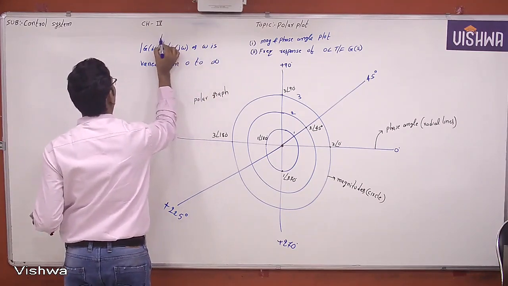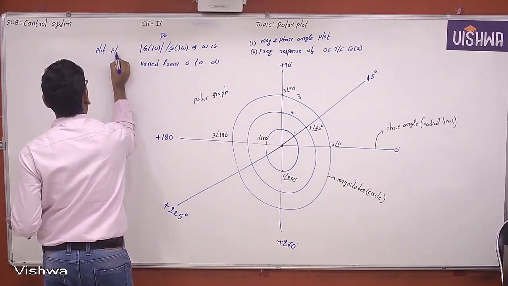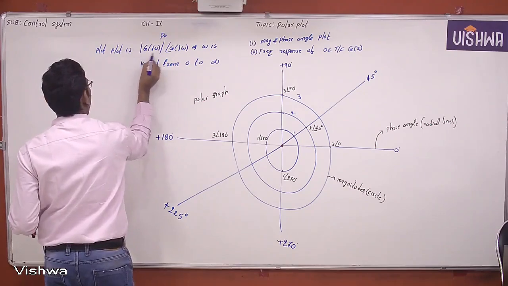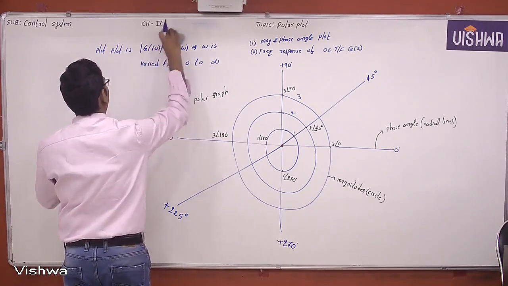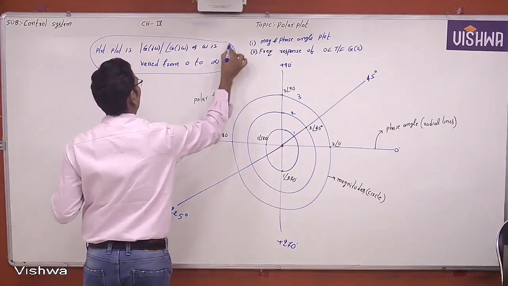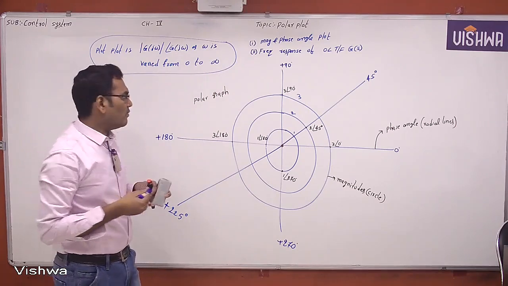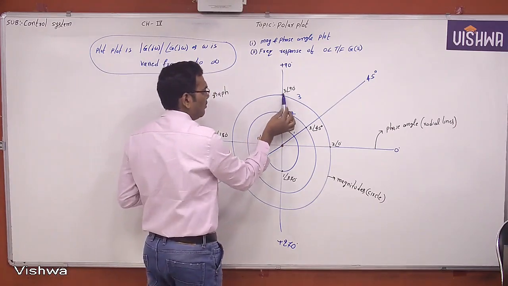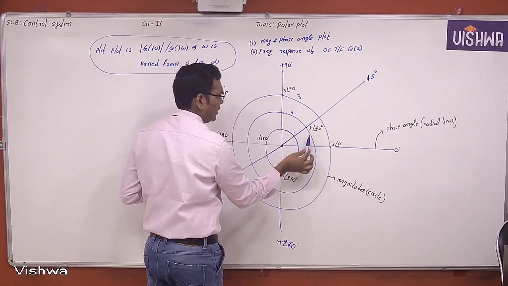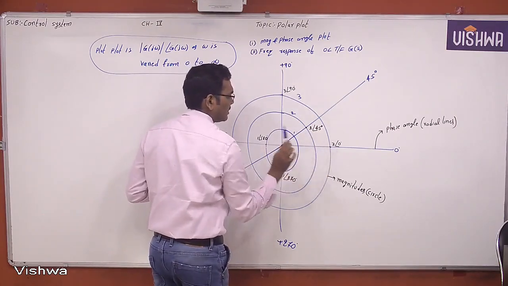This is nothing but a polar plot definition. Polar plot is the magnitude and phase angle of an open loop transfer function as frequency is varied from 0 to infinity. So if you touch anywhere on this particular graph, we have two readings: magnitude and phase angle at some particular frequency.